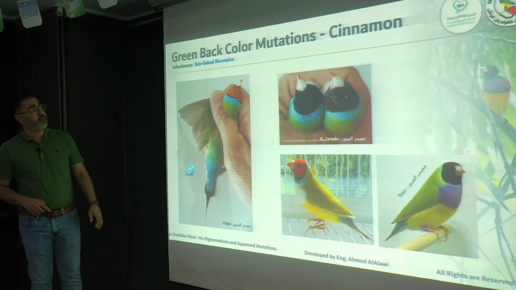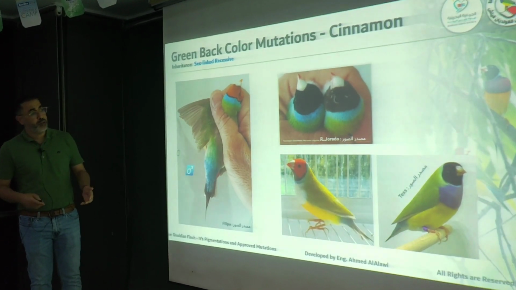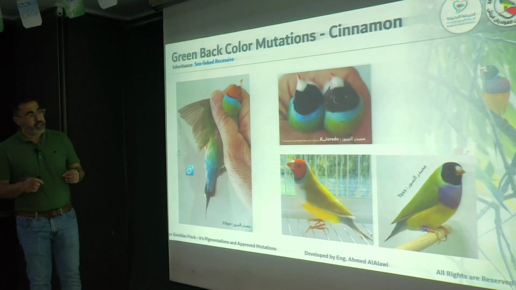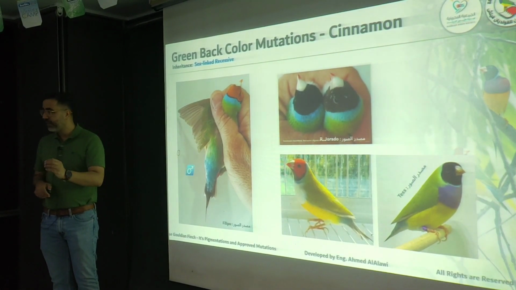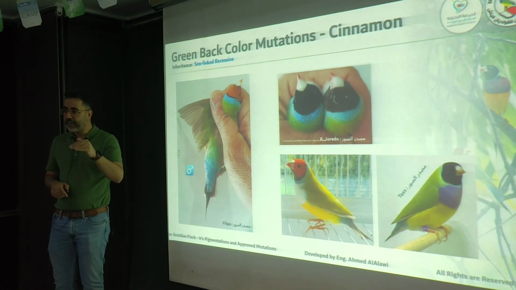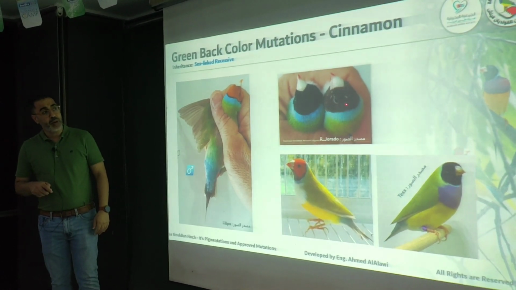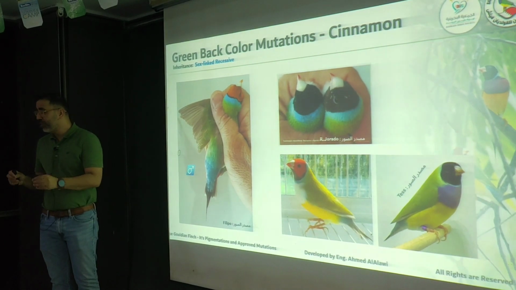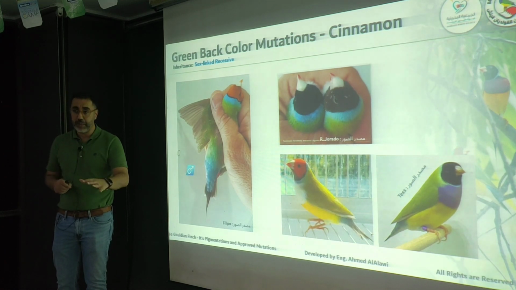Now then comes the famous mutation, which is cinnamon. Some people call it Bruno. So cinnamon. The idea of the cinnamon here is, what does it do to the black? If orange oxidized red, then here brown oxidizes the black. This is exactly what's happening. Cinnamon plays a role only on the black in the bird.